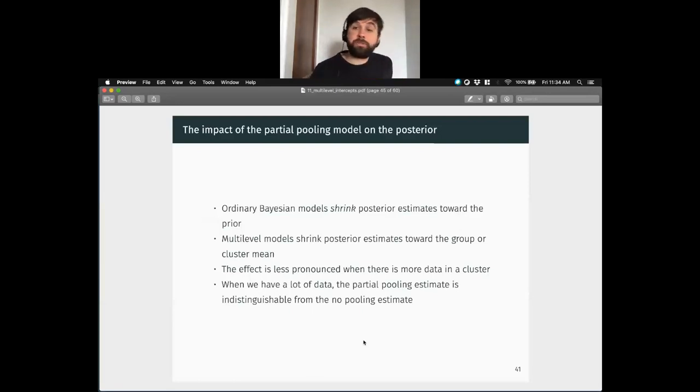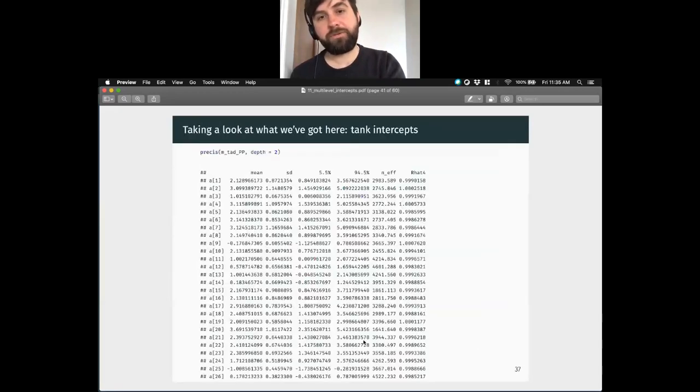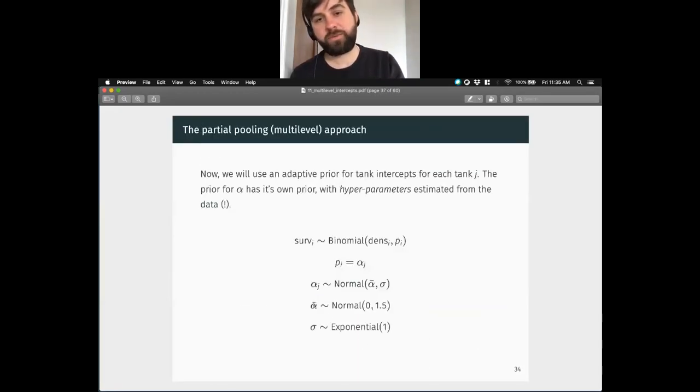So what does the partial pooling model do to the posterior? These ordinary Bayesian models shrink the estimates toward the prior. The multi-level models shrink posterior estimates toward the group or the cluster mean. So the multi-level model is going to pull our prediction for each unit toward the cluster mean, and it's going to pull the intercept estimate toward the global mean. So we get, in addition to the intercept itself being pulled toward the prior, two sources of shrinkage now. We have the shrinkage we get from our prior. All of the intercepts are expected to have an average value that we fix a prior for. So there's going to be a nudge toward this prior for our hyperparameter.